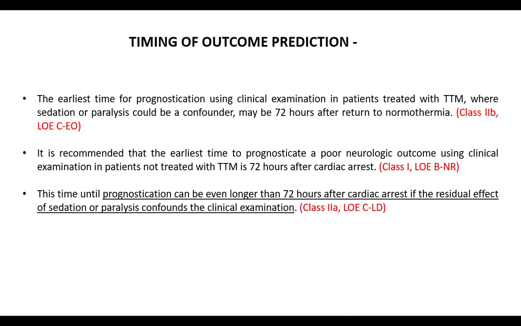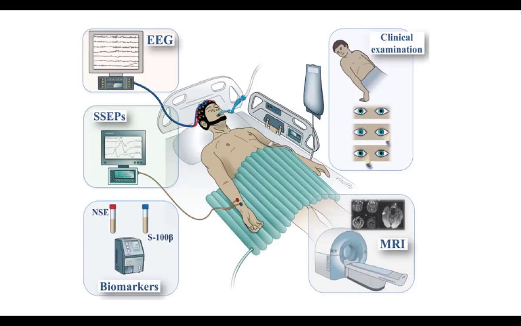And this is the earliest time to prognosticate neurological outcome using clinical examination in patients who have been given targeted temperature management. And again, prognostication can be even longer than 72 hours after cardiac arrest if you think the residual effect of sedative analgesic is there. So you can always keep it prolonged, make it 96 hours or make it 120 hours. There is no problem. But before 72 hours, you should not tell patients or family members anything.